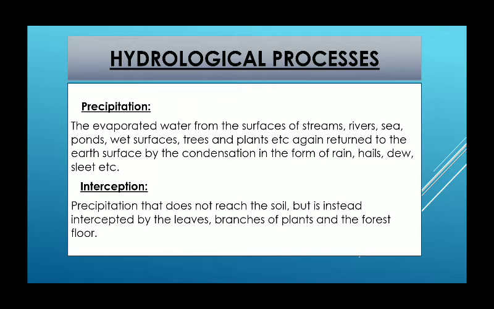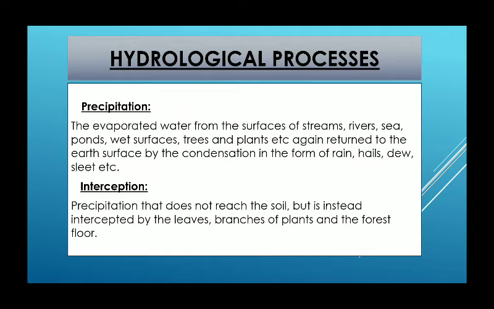So the next process is interception. When precipitation reaches the surface in vegetated areas, a certain percentage is retained or intercepted by vegetation. Rainfall that is not intercepted is referred to as throughfall. Water that reaches the ground via the trunks and stems of the vegetation is called stem flow.